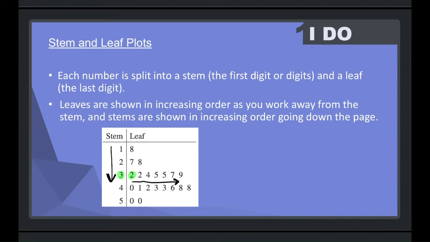So the number that I highlighted there is 32. But because there is a second 2 here as well, that means there's also another 32 in the data. If we wanted to highlight this pair of numbers, that represents a 43. And so on and so forth.